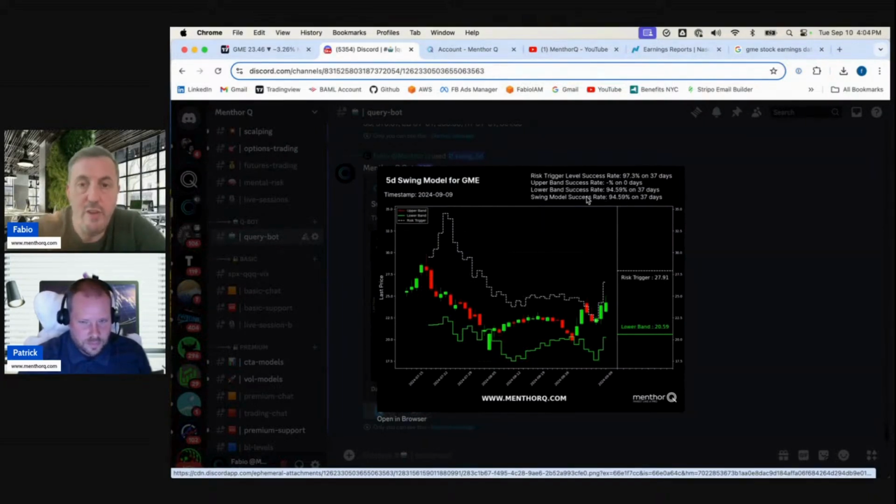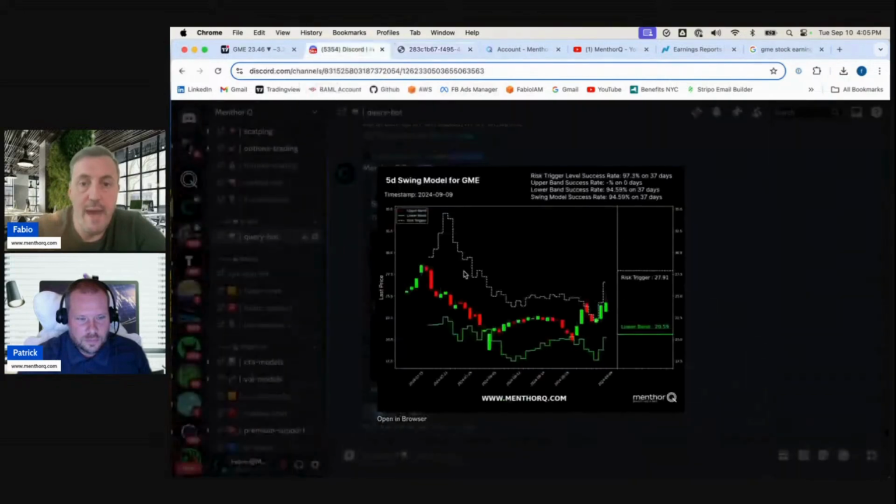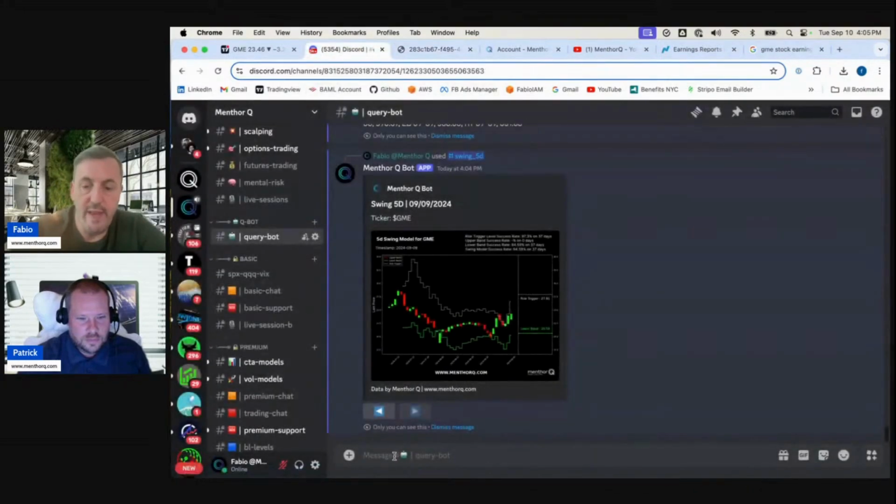Here you can see also the swing model success rate. So let me just open it up right here. What we mean by success rate is if the price over the next 5 days will stay within, in this case, the lower band or the upper band if it's there, and then the risk trigger. So if you see here, we have a 97% success rate. So meaning that over the past 37 days, the price in the next 5 days stayed within the range, okay?